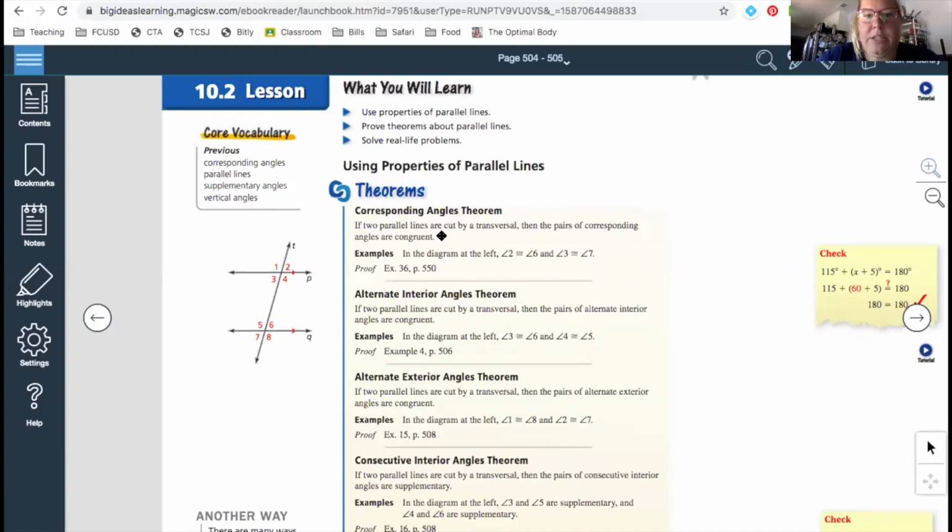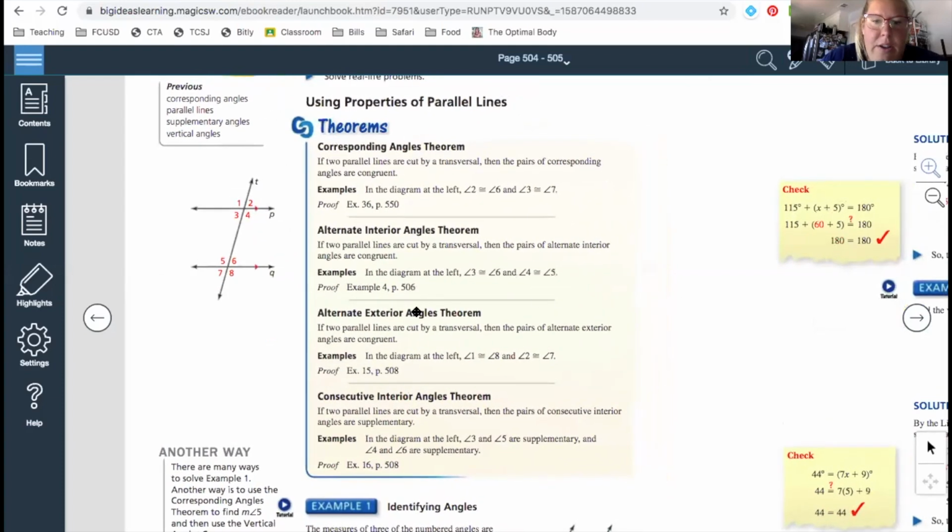If two parallel lines are cut by a transversal, then the pairs of corresponding angles are congruent. So therefore, angle 2 is congruent to angle 6, angle 3 is congruent to angle 7, for all of the angles that correspond. Alternate interior angles, same. All of the angles that are alternate interior angles are going to be congruent. So they're going to be exactly the same. The exterior angles are going to be the same measure. So if 1 is equal to 106, then 8 is equal to 106.